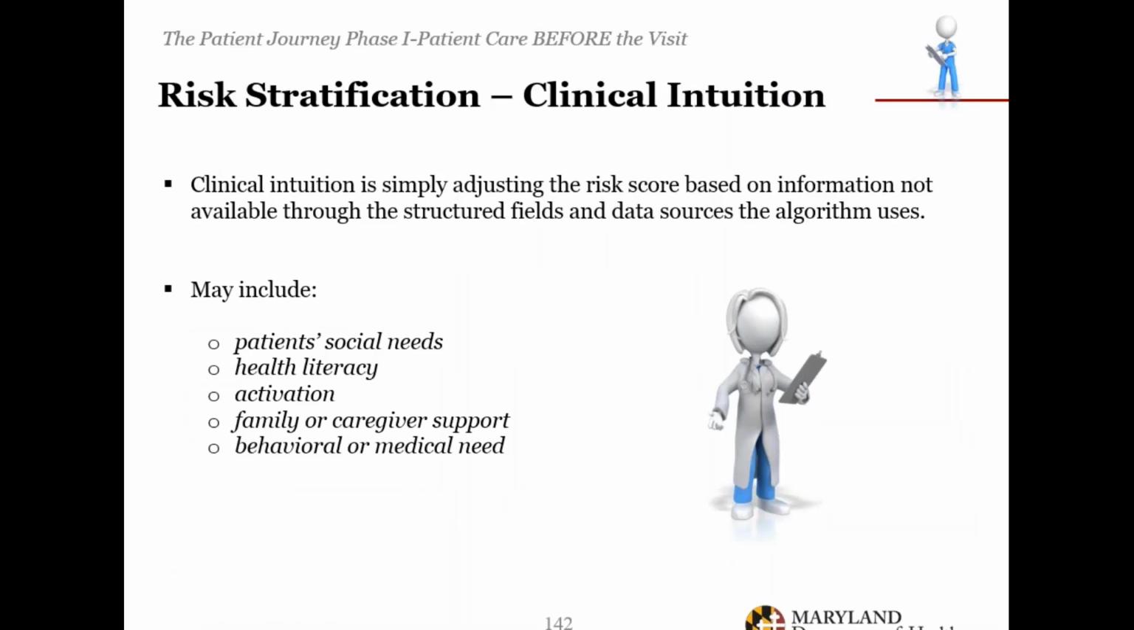Okay, and then you have to apply clinical intuition, because sometimes all the information is not captured in the claims data. So other components that would inform your clinical intuition include the patient's social needs, health literacy, activation, family and caregiver support, and behavioral or medical need. I will also ping Ashley again to share with you, as a CHW, how sharing updates on social needs kind of informs the team on how they would adjust the patient's risk strata.